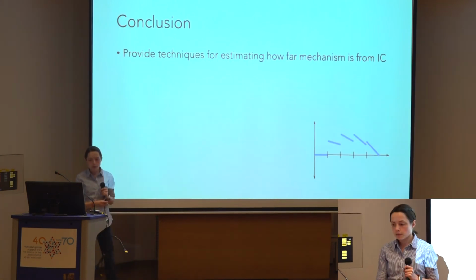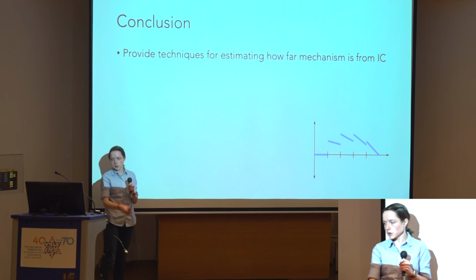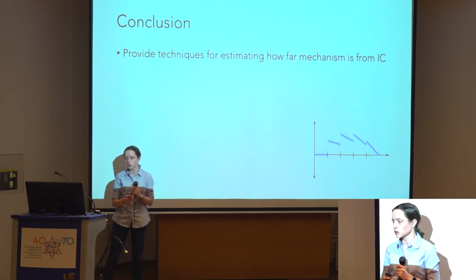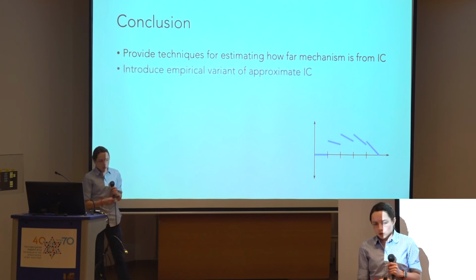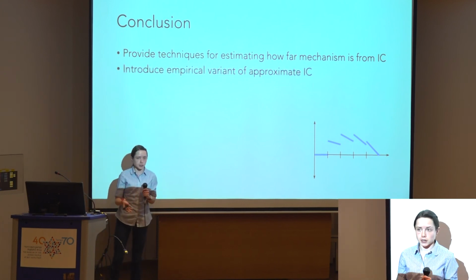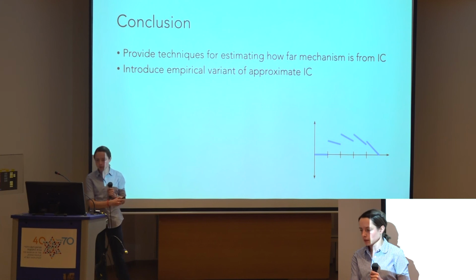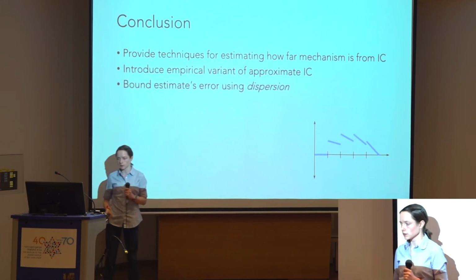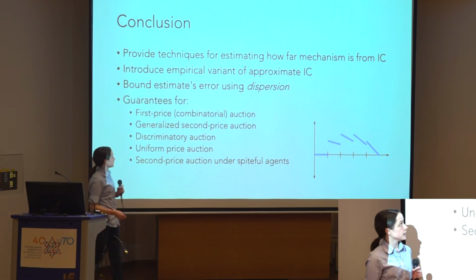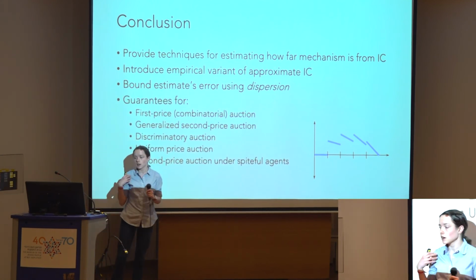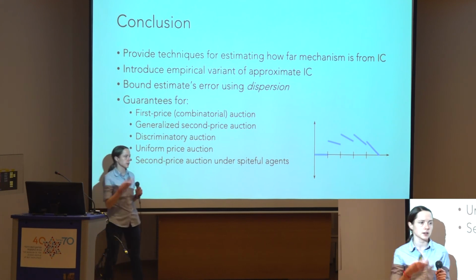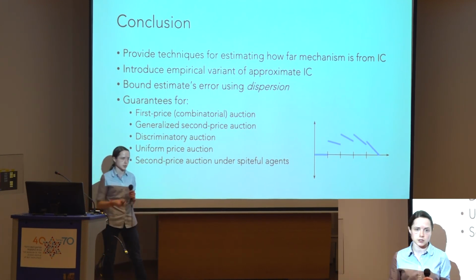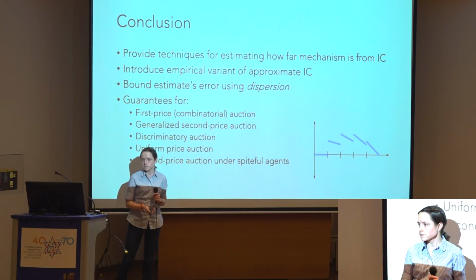So just to wrap up, in this work, we provide techniques for estimating how far a mechanism is from incentive compatible. To do so, we introduce an empirical variant of approximate incentive compatibility, and we bound our estimation error using this notion of dispersion. We provide guarantees for the first price auction, a generalized second price auction, discriminatory auction, uniform price auction, and an auction I didn't talk about, which is the second price auction under spiteful agents.